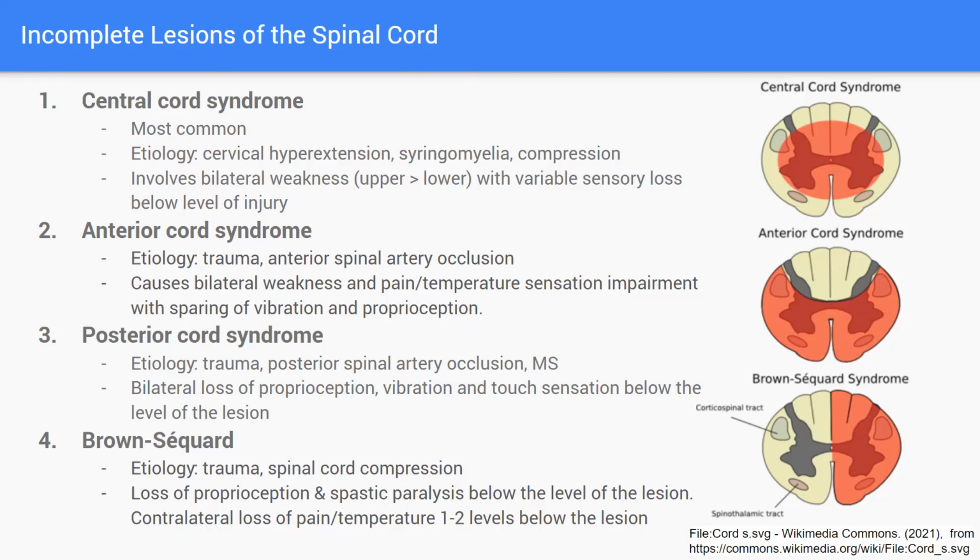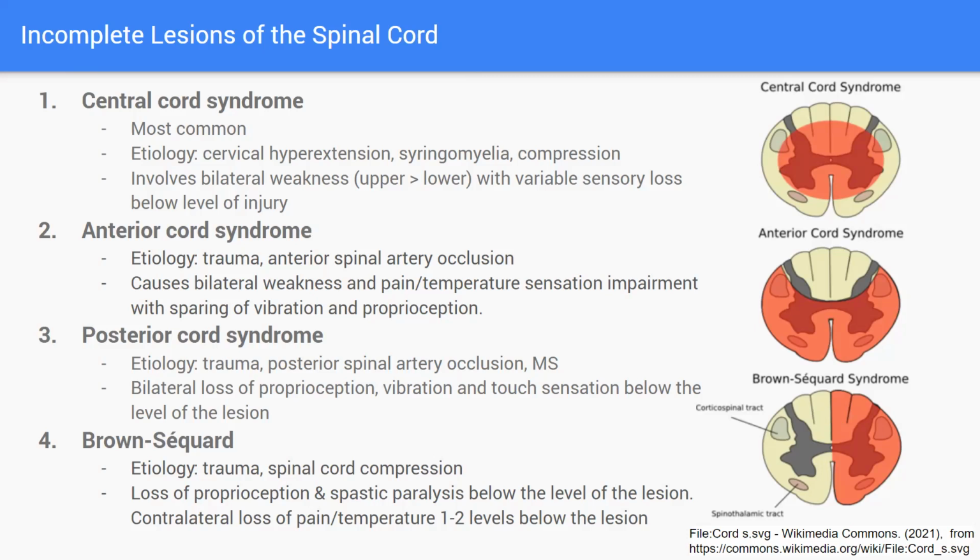And finally, in terms of incomplete lesions in the spinal cord, you can have a hemicord lesion, also known as Brown-Séquard syndrome. The etiologies here include things like trauma as well as spinal cord compression, whether it be from a malignant mass or an abscess or disc herniation, which we'll talk about in a few slides. And here, what's really important is you would have loss of proprioception on that particular side of the spinal cord, as well as a spastic paralysis below the level of the lesion, because the corticospinal tracts and all of those descending tracts are also affected.